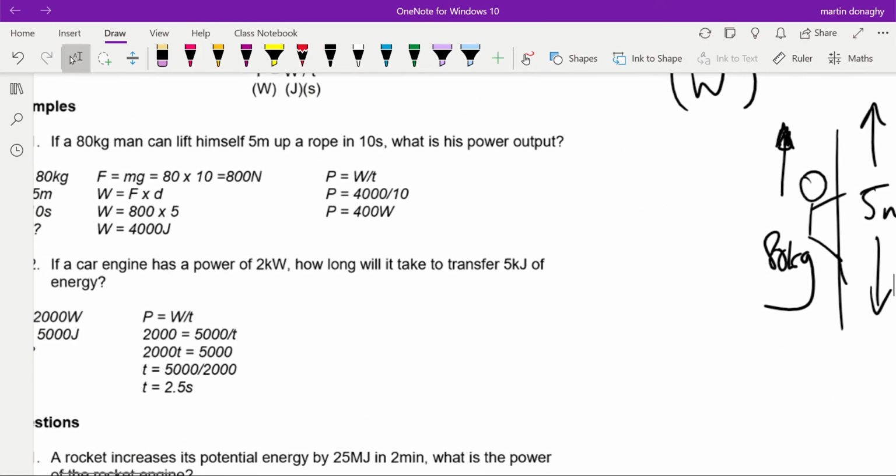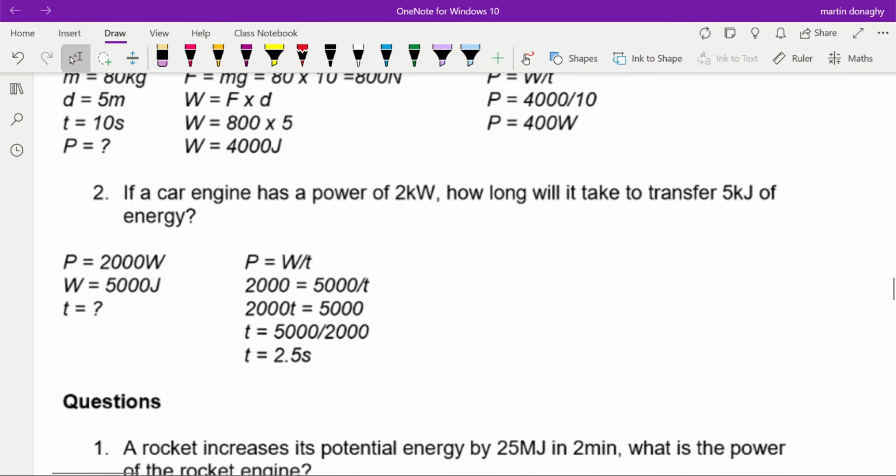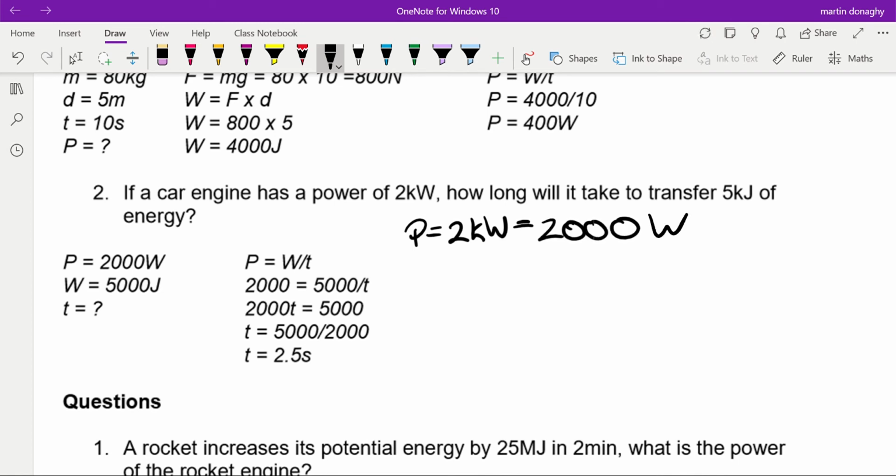Next one says, I know it's written here, but we'll just do it at the side as well, go through it step by step. If a car engine has a power of 2 kilowatts, as soon as I see that, I think the same thing I do with kilometers. I multiply it by 1,000 to get that into watts. How long will it take? So we're looking to find the time to transfer an energy. Now, a lot of people then write down E for energy, but energy transferred from one type to another is the work done, W. And it's 5 kilojoules, which is 5,000 joules.